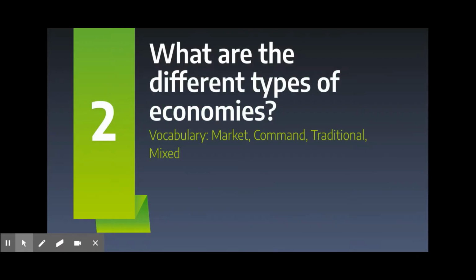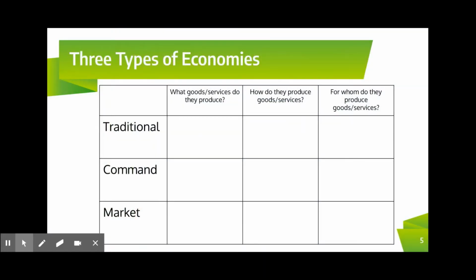Section 2. What are the different types of economies? Vocabulary, market, command, traditional, mixed. There are three main types of economies that we're going to study this year: traditional, command, and market. There are three questions that we're going to answer about each of these economic systems. What goods and services do they produce? How do they produce goods and services? And for whom do they produce goods and services?